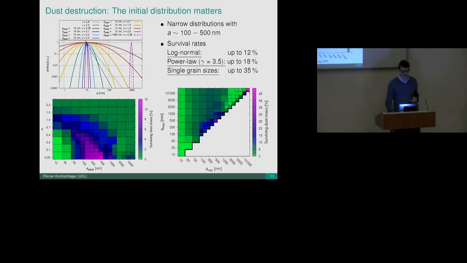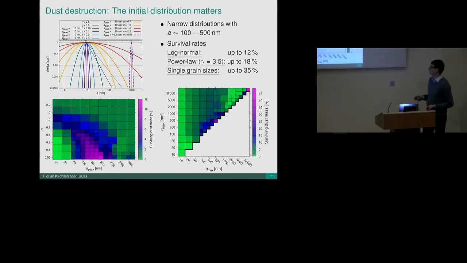This is not always the case. The initial distribution matters. And there's a lot of stuff on these slides. I want to pick up only a few pieces of information. The bottom left panel shows an initial log-normal distribution. And this log-normal distribution is described by two parameters. We have the peak dust grain radius, from 10 nanometers to 5 micrometers. And the y-axis gives us information about the width of our log-normal distribution. Very low values are very narrow distributions, like here the violet curve, while a sigma of 2.2 gives us a broad width, where we have a lot of dust grain sizes.